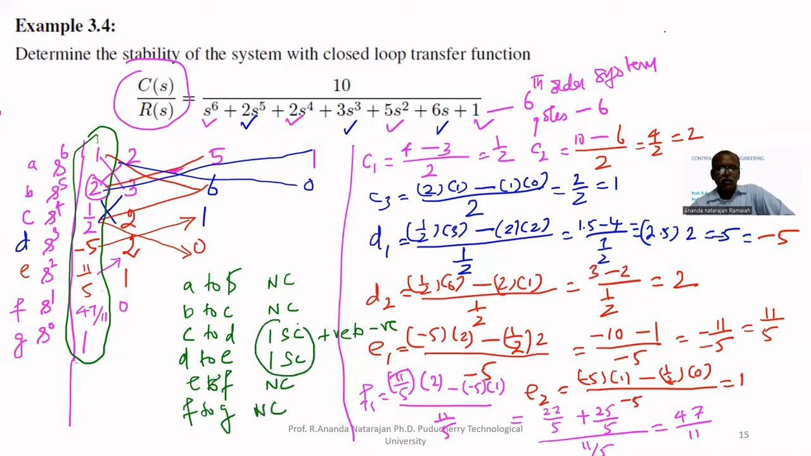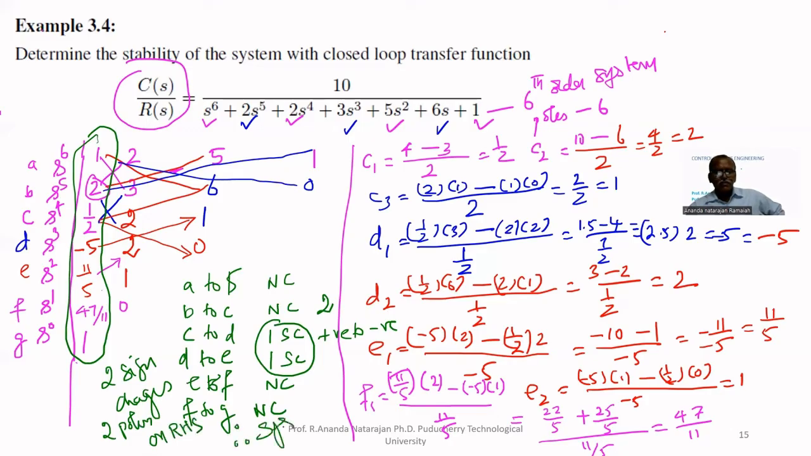Therefore, the total number of sign changes is equal to 2. That is from positive to negative, then negative to positive. Therefore, two poles on the right hand side, and hence the system is unstable. Now let us check in MATLAB.